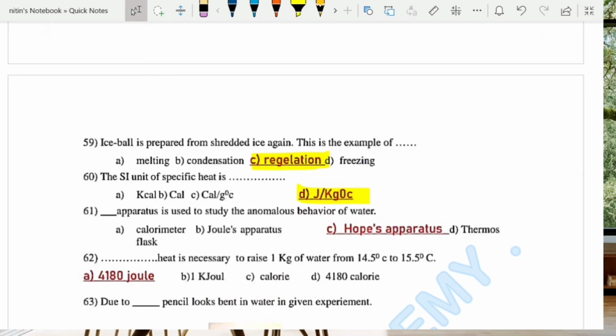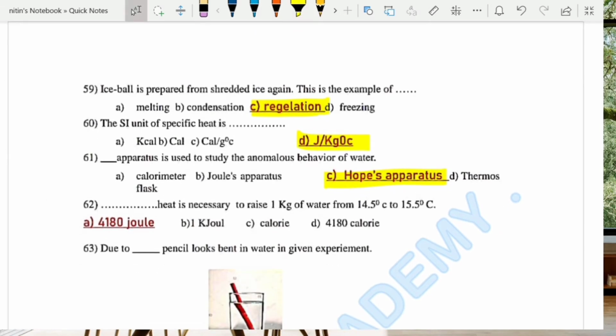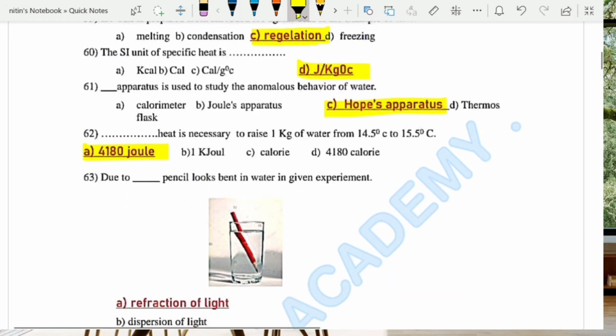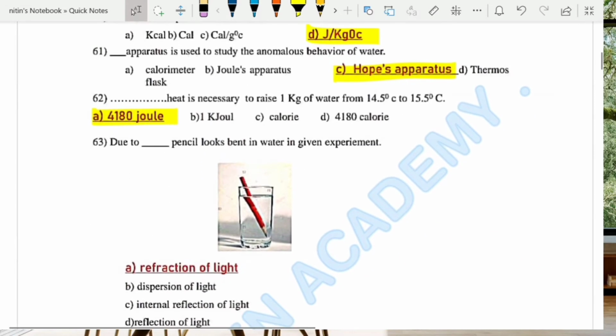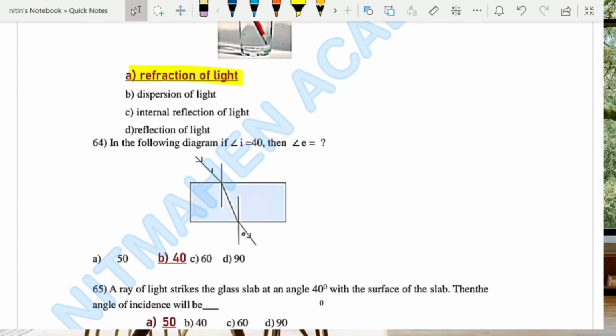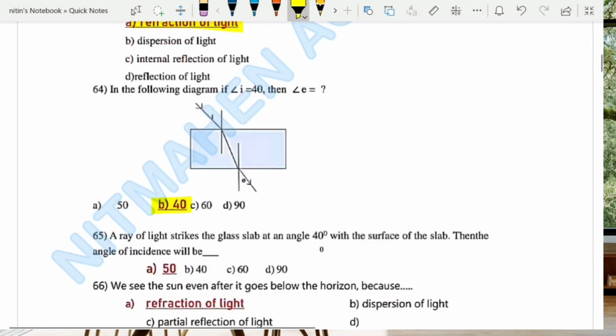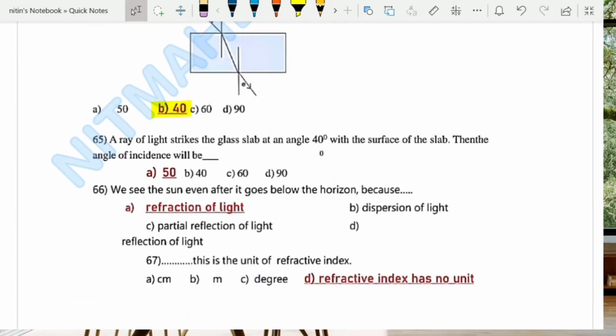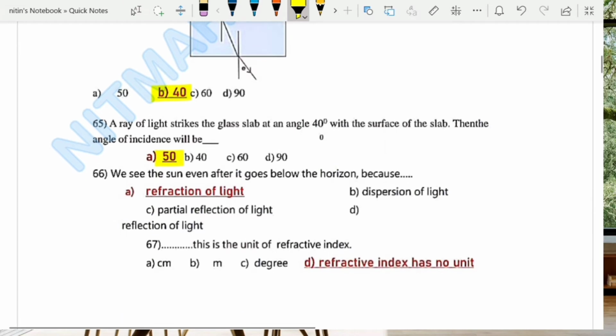Apparatus used to study the homologous behavior is the Hobbes apparatus. Dash is necessary to raise 1 kg of water from 14.5 to 15.5 degrees: 4180 joule. Due to refraction of light, a pencil looks bent. In the following diagram, i is equal to 40. A ray of light strikes the glass slab at an angle of 40 degrees with the surface of the slab, then 50. We see the sun even after it goes below the horizon because of refraction of light.